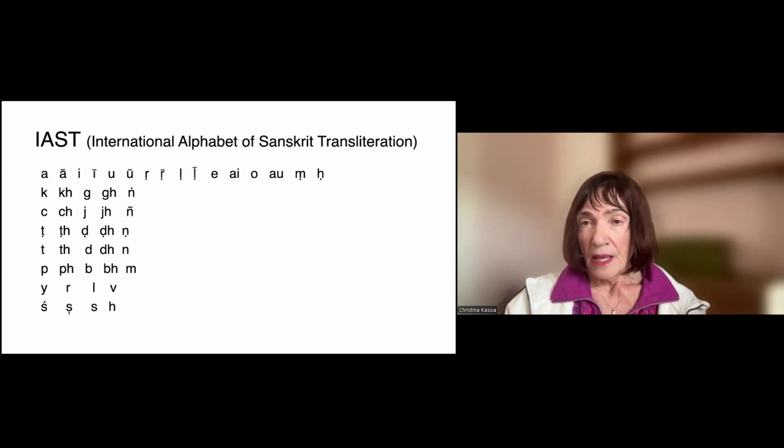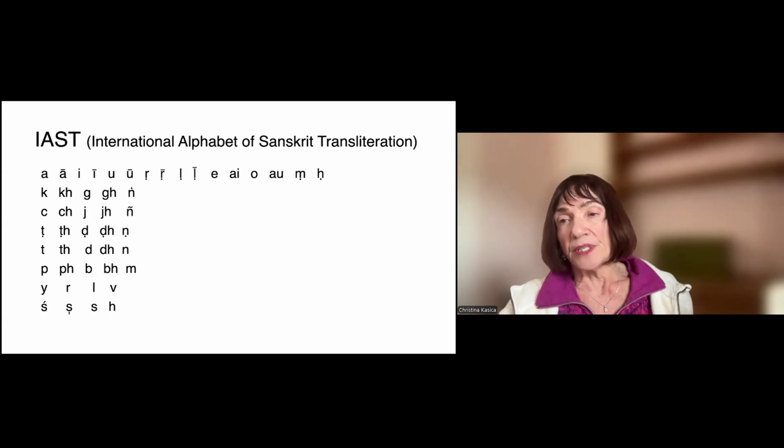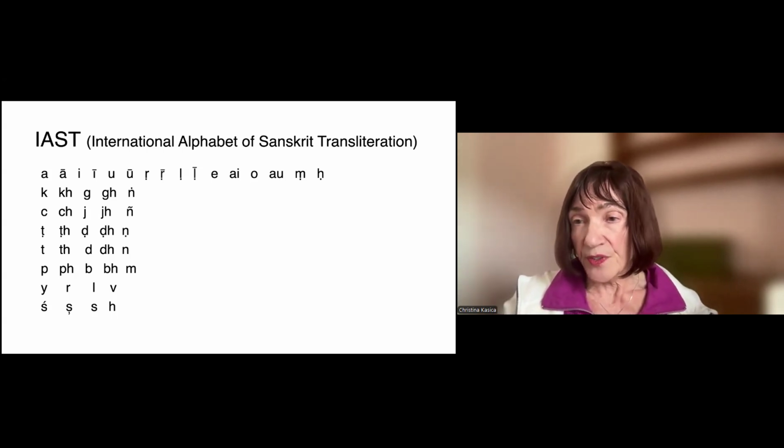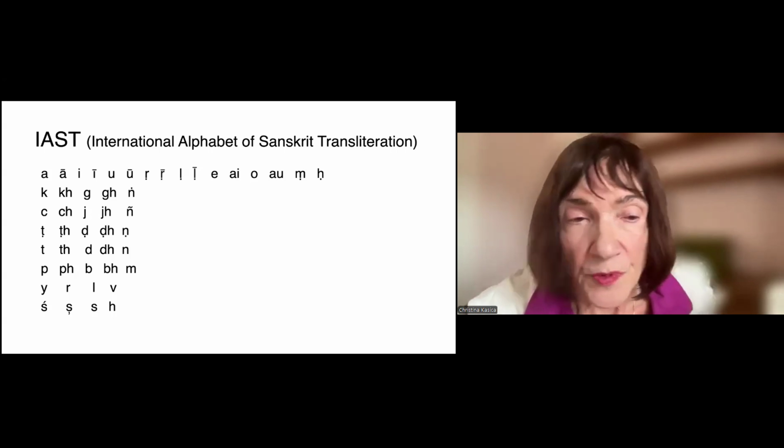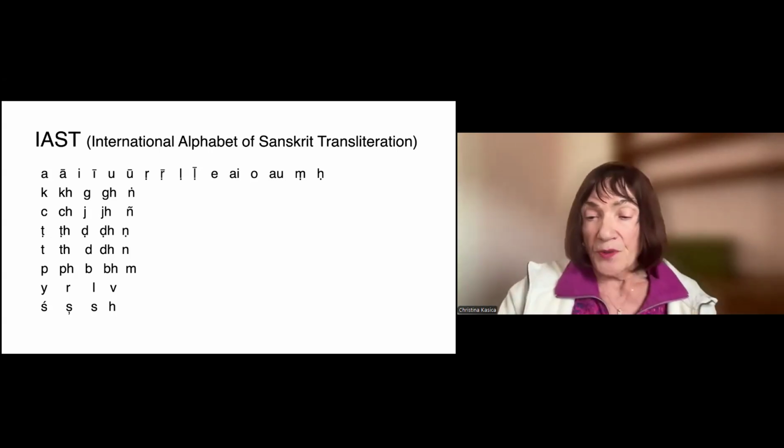All right. And the M with a dot under it is anusvara. And we're going to talk more about that later in this class. And the H with the dot under it is visarga. Good. All right, let's try the next slide.